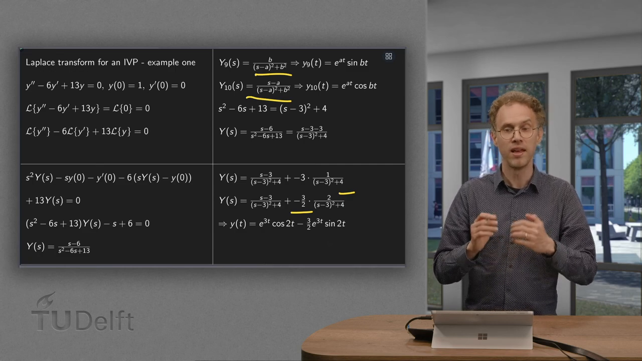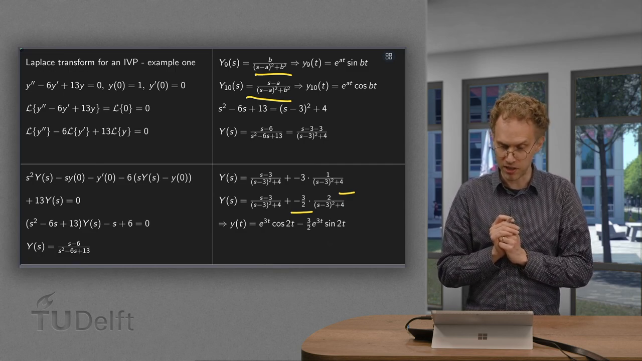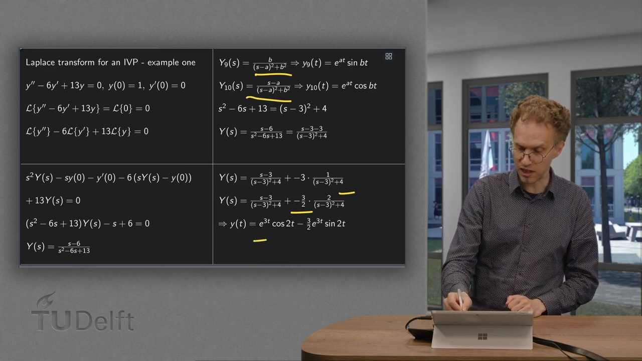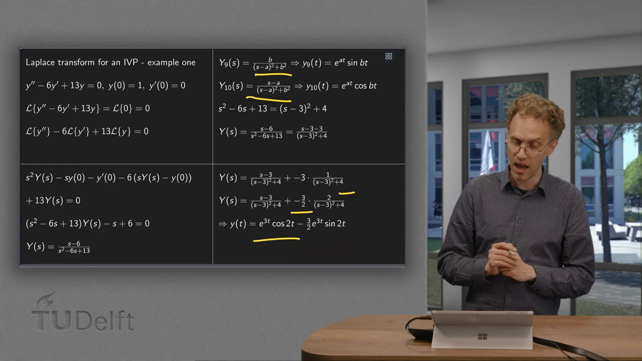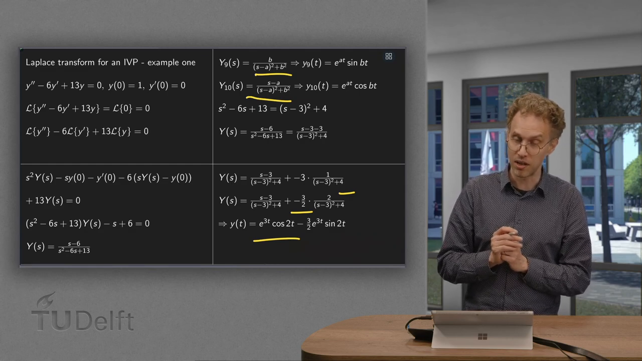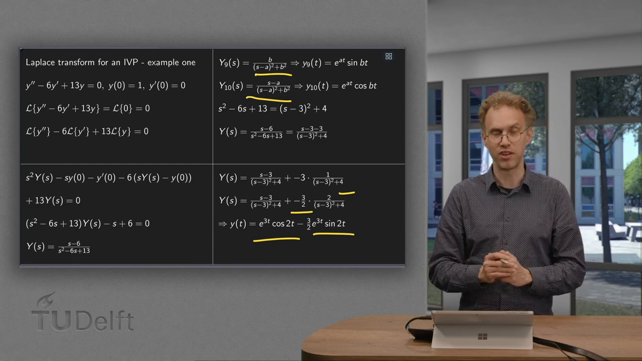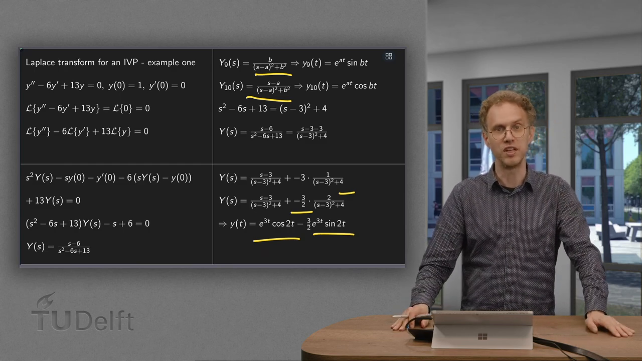And now we can apply our formula 10 for the first term with a equals 3 and b equals 2, and minus 3 over 2 times the formula 9 with again b equals 2 and a equals 3. And there we have our y of t.